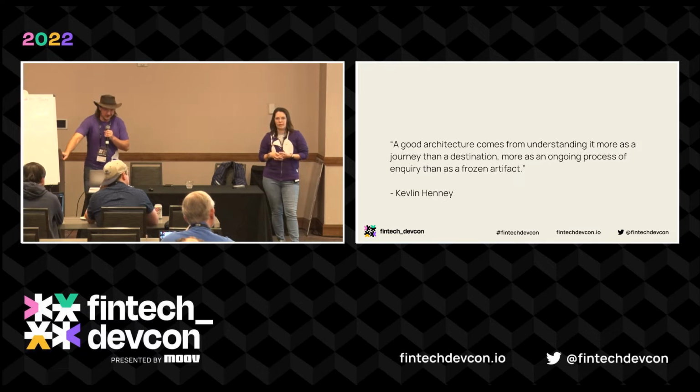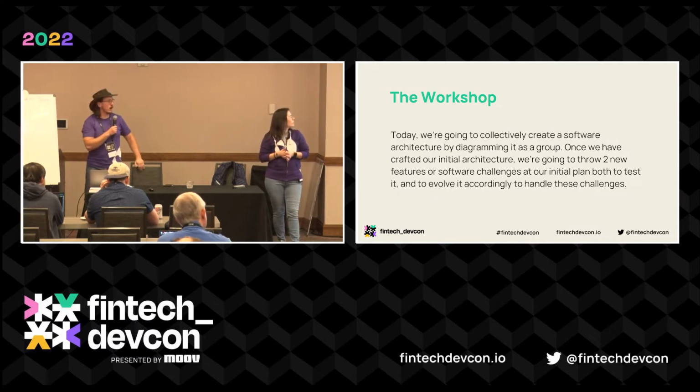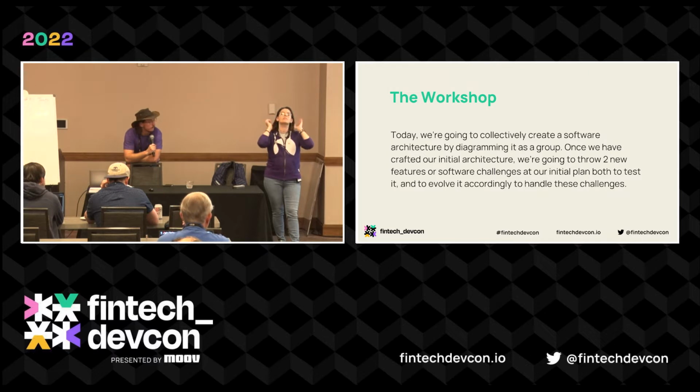All righty. So for today, our workshop is going to be about collectively creating, as a group with the people in this room, a software architecture diagram. And so Wren and I have come up with a couple scenarios that we are going to pose to this group. You may have stumbled across workshops like this. They often get called katas.